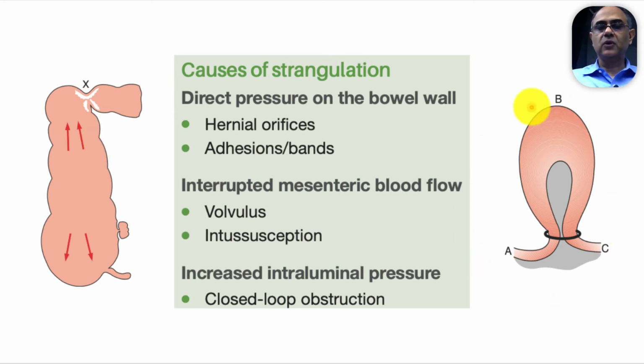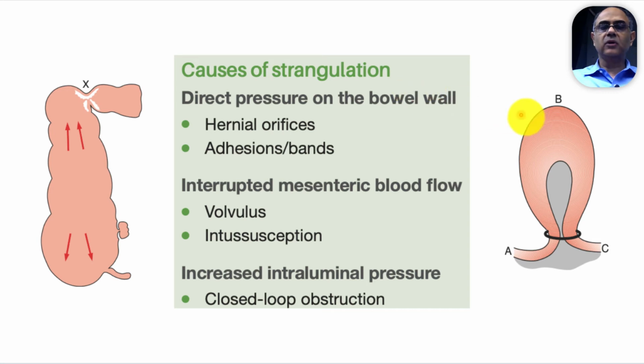This other diagram is also showing a closed loop obstruction. There is a small hernial defect and the gut has protruded inside, and now it is closed at 2 points. So this will also become a closed loop obstruction. There is another closed loop obstruction, that is sigmoid volvulus. It is also constricted at 2 points.